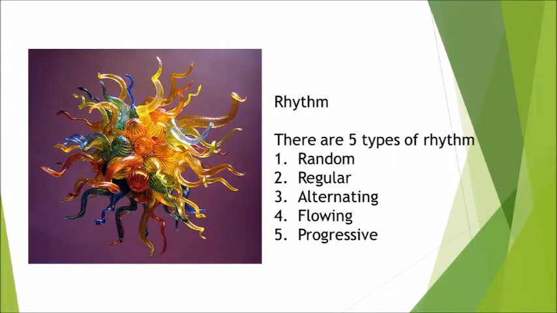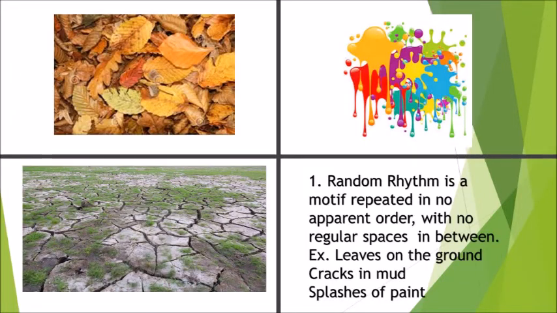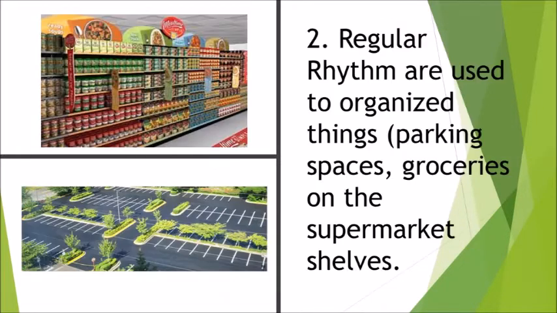There are five types of rhythm: random, regular, alternating, flowing, and progressive. Random rhythm is a motif repeated in no apparent order, with no regular spaces in between. Examples: leaves on the ground, cracks in mud, splashes of paint. Regular rhythm is used to organize things like parking spaces and groceries on supermarket shelves.